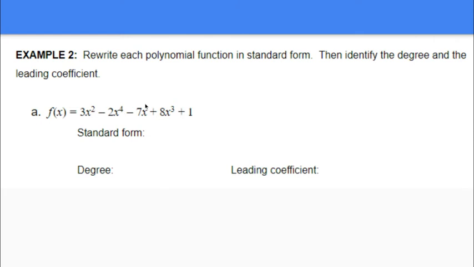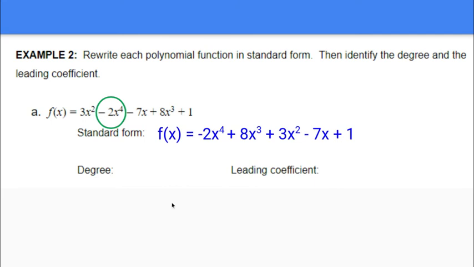From this example, I want to look at the exponents only and search for which one's the highest. I can see that negative 2x to the fourth is the highest one. And then you want to keep searching which one is the next highest and going down from there. So here's what I got.